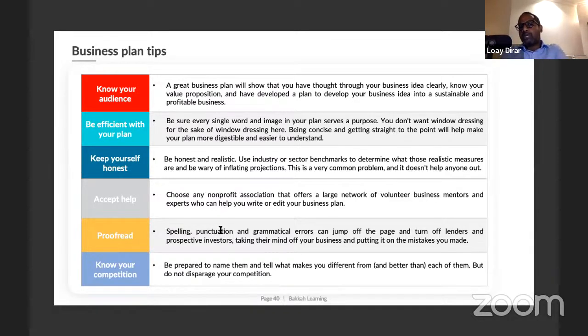By the way, one of the things that will easily turn investors off is using wrong words, or developing a business plan that's not well designed, that doesn't look good, that's full of grammatical or spelling mistakes. Be aware of this part and know your competitors. The more you know your competitors, the more you're going to come up with the most differentiated approach, differentiated service or product.